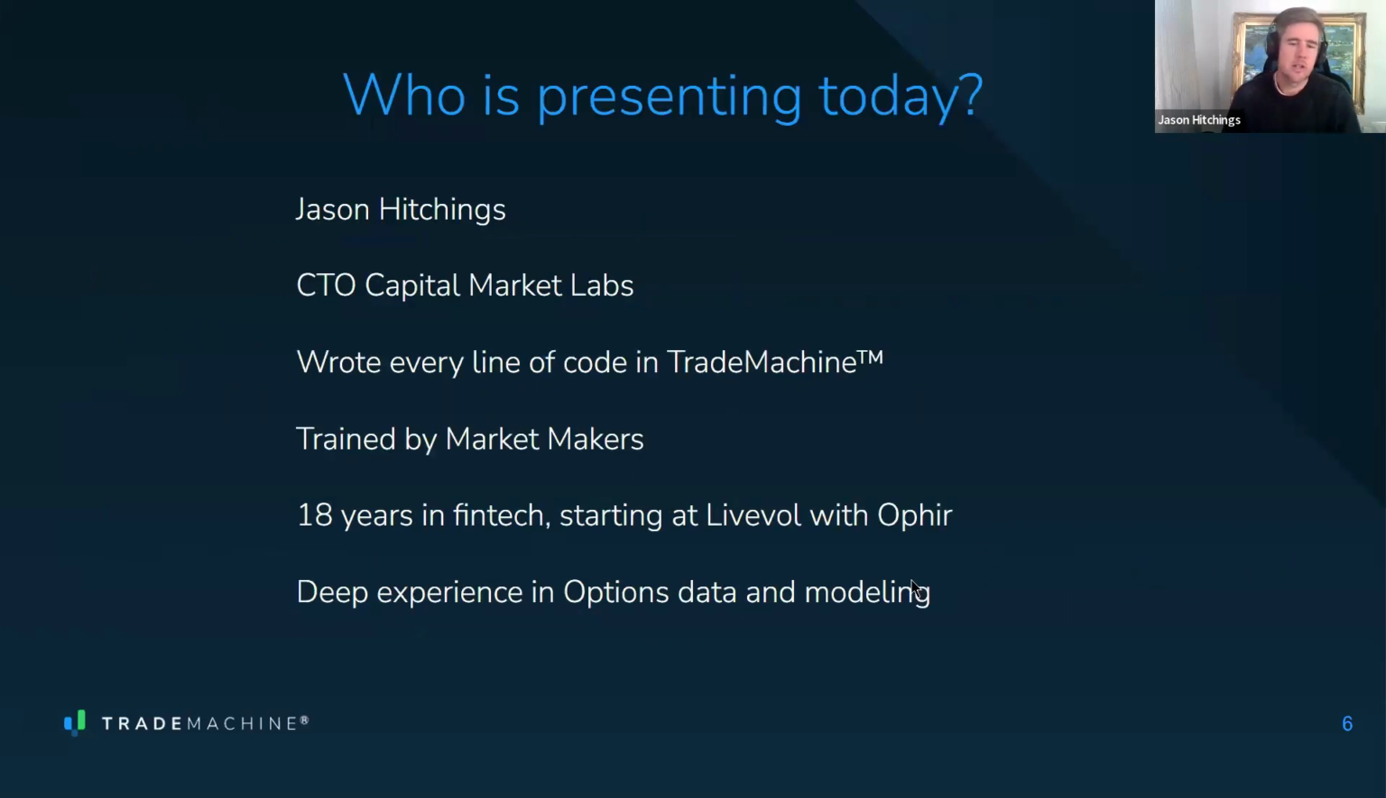Great. I'm Jason Hitchings. I'm the CTO at Capital Market Labs. I wrote TradeMachine from a code perspective. I worked on all the strategies with Ophir and from a product perspective. And I've been in fintech and options for quite a while.